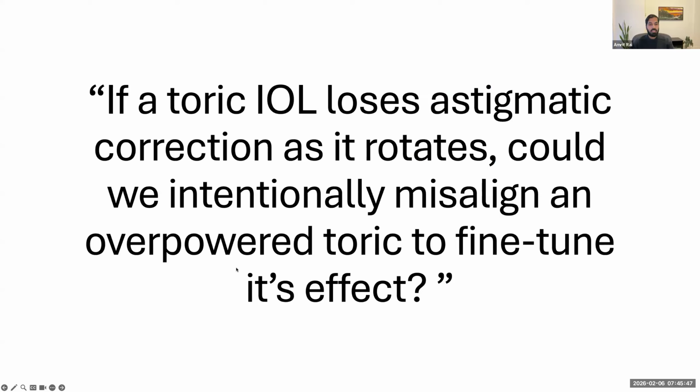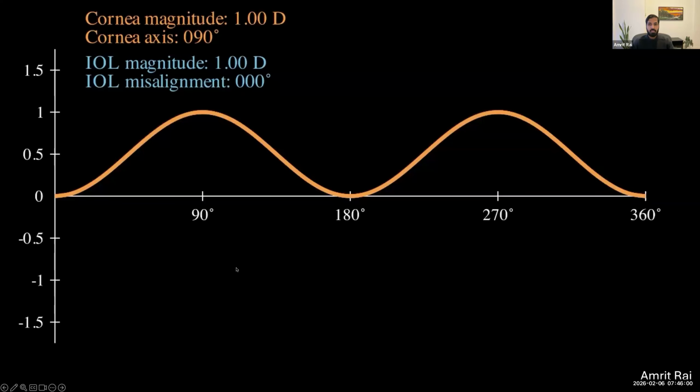And another question I've had is if a toric IOL loses astigmatic correction as it rotates, could we intentionally misalign an overpowered toric to fine-tune its effect? So let's see if we can answer these questions. So let's see what happens when we try to correct corneal astigmatism with a toric lens.